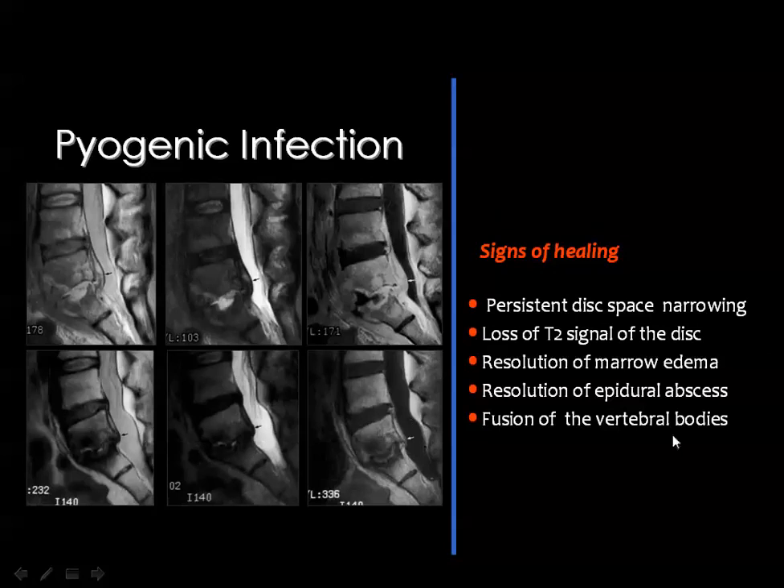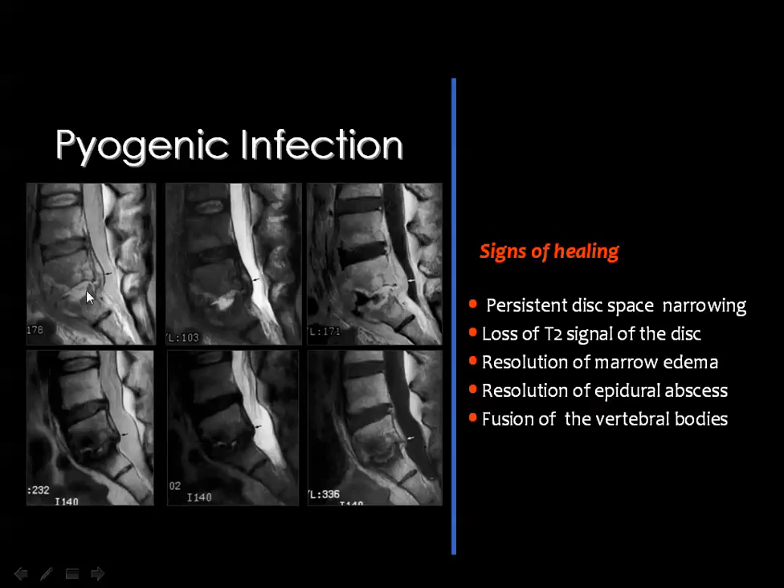And here is a list of the signs which can be seen on imaging to suspect that the process is healing or healed. Persistent disc space narrowing, loss of T2 signal of the disc, resolution of the bone marrow edema, resolution of the epidural abscesses, and lastly fusion of the vertebral bodies.